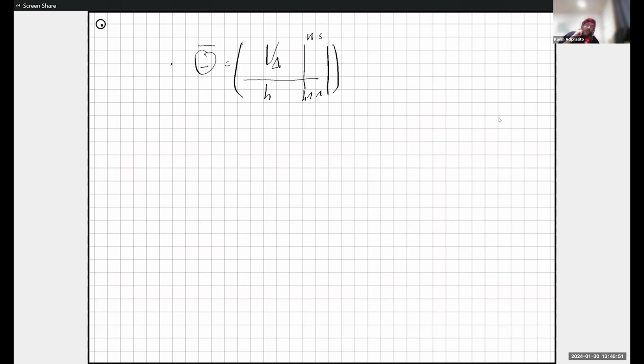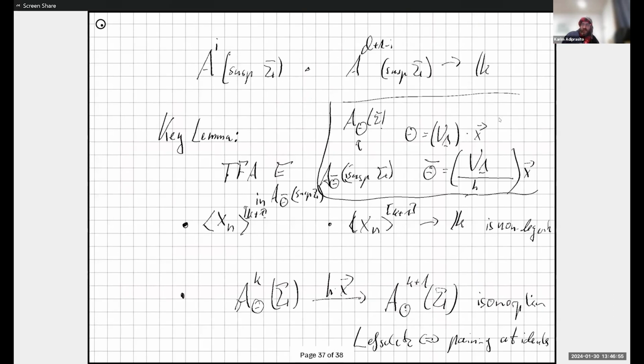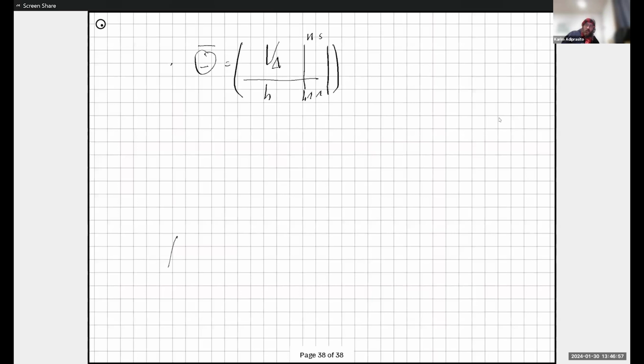And so now let's look at the spaces here. So I have A theta sigma in degree k. I have A theta sigma in degree k plus 1, and I have this multiplication with h times x. Okay, sorry, h times.